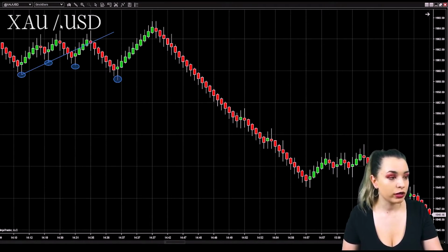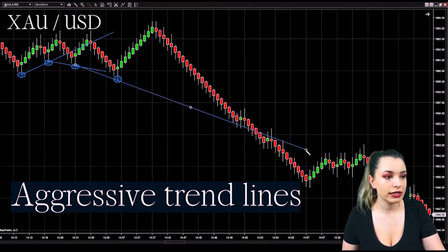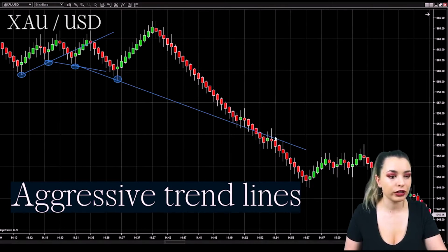Now, this would be one, and of course you have multiple ones. Here is another one that you can have on the market, and then you have the last one, which would look like this. Now, if you follow this aggressive trend line, this would be where it would leave you.